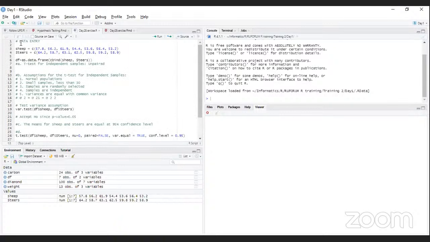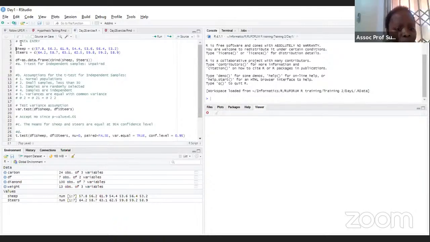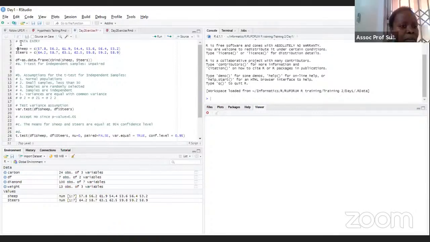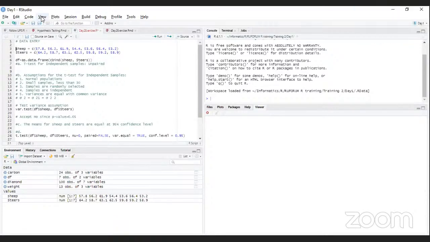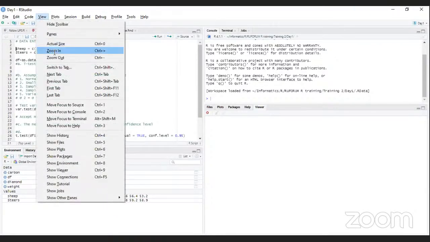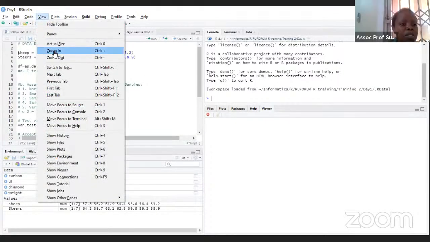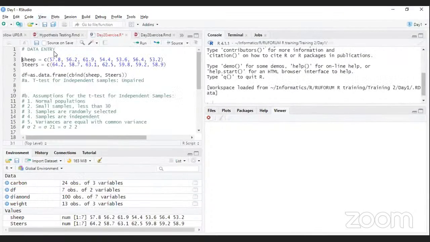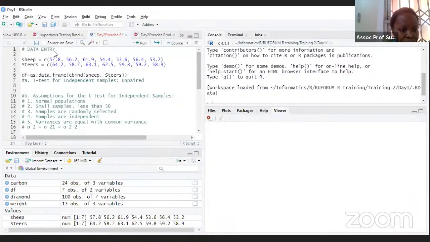Okay, so what I did is I started with data entry, the data that we were given for sheep and for steers. You can increase your voice and also zoom in your R script. Go to View, then Zoom in. Is it bigger now? Yes, that is fine.